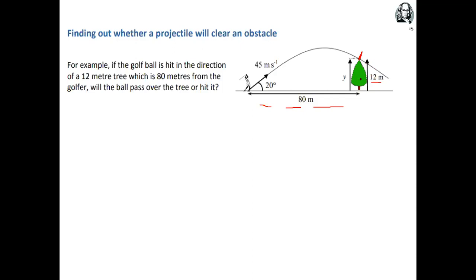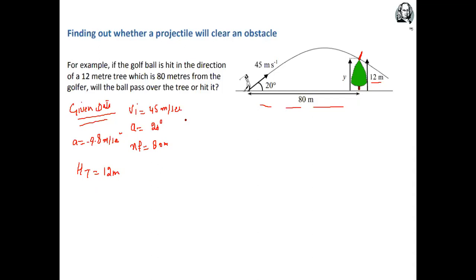So write down what is given in this question. Given data: initial velocity is equal to 45 meter per second, angle theta is 20 degrees, xf, the horizontal distance, is 80 meter, and we know a is equal to minus 9.8 meter per second square, the acceleration due to gravity. Height of tree is equal to 12 meter.